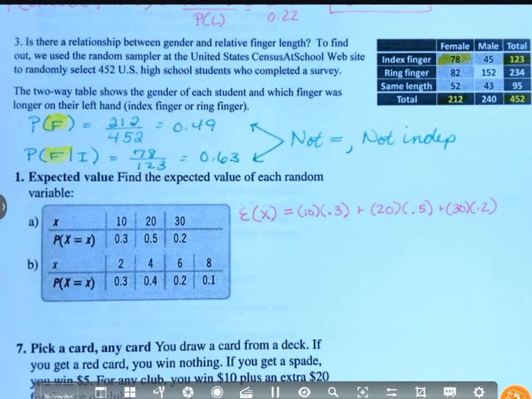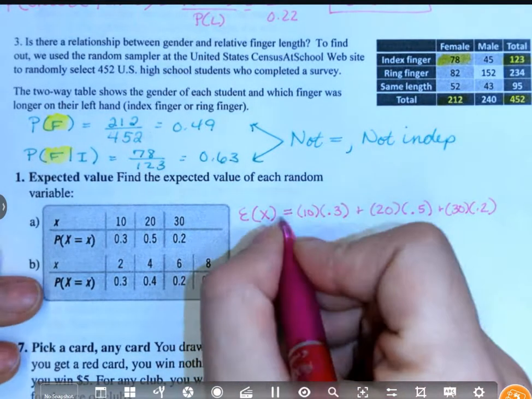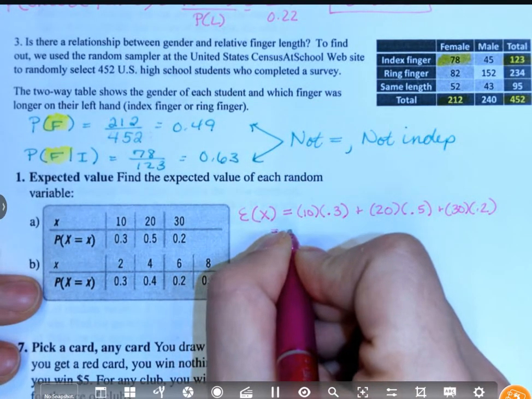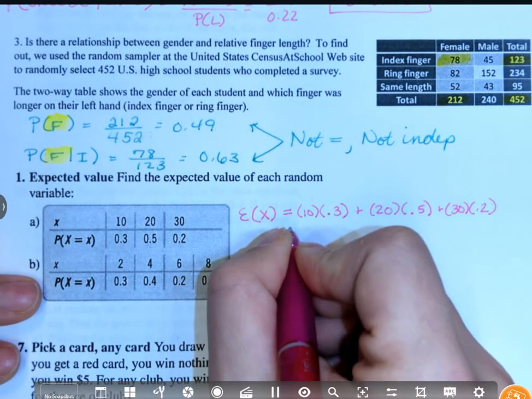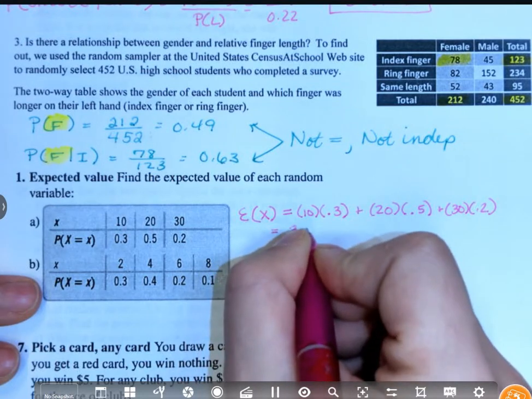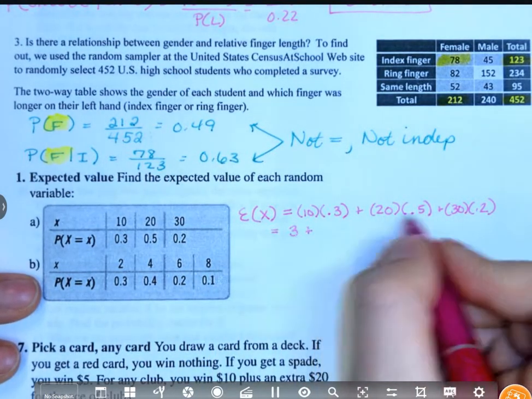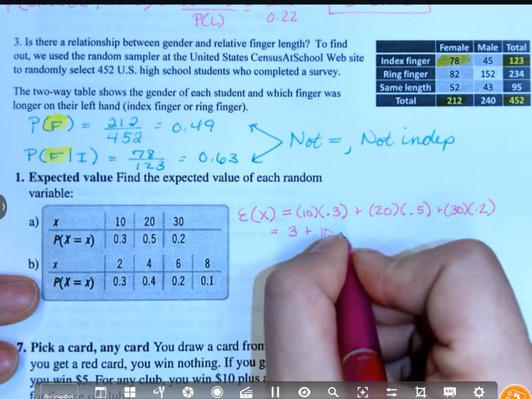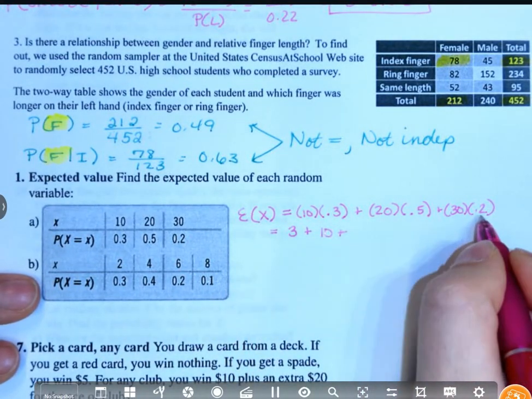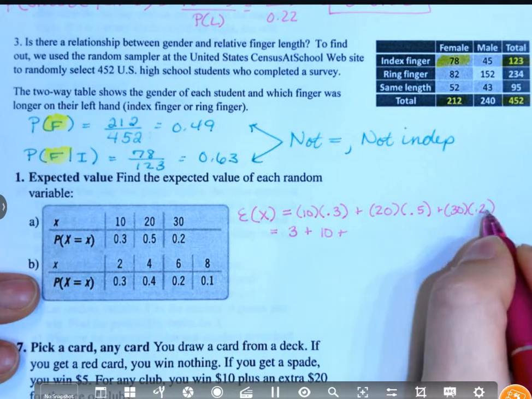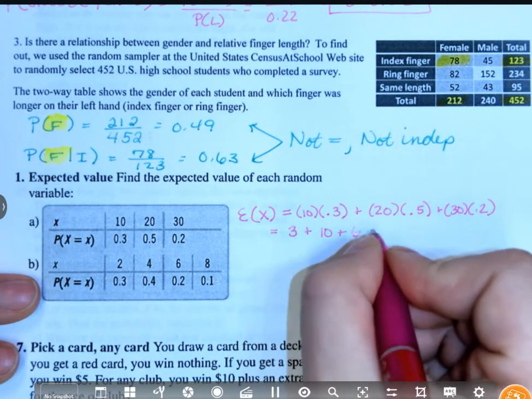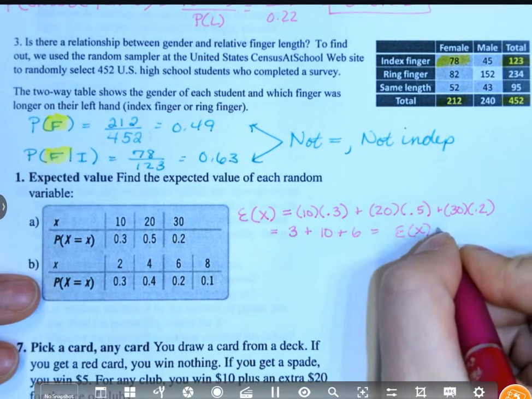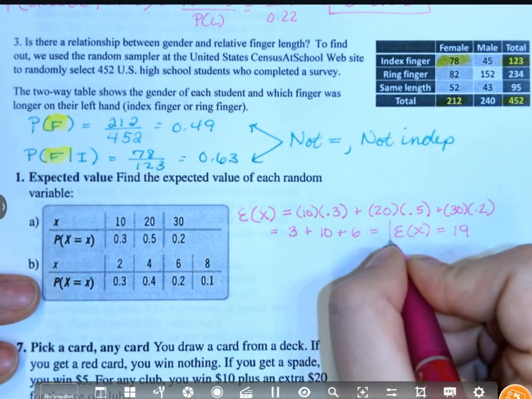That's all you do. And you can do this by hand. You can do it in your head. I'm going to be amazing. I'm going to do it in my head. 10 times 0.3? 3. 20 times 0.5 or half of 20? Boom. 30 times 0.2 or 3 times 2? 6. So that means the expected value of x is in fact 19.